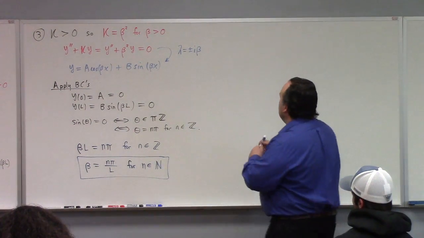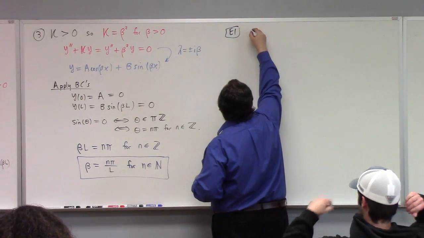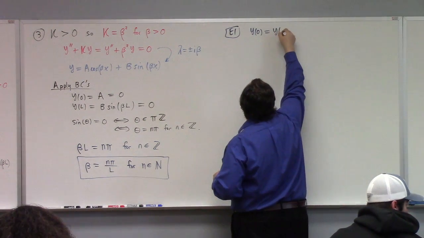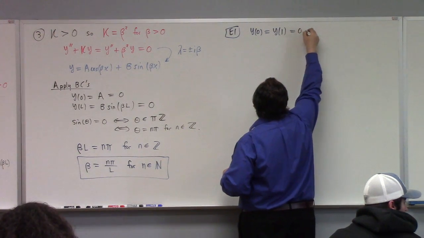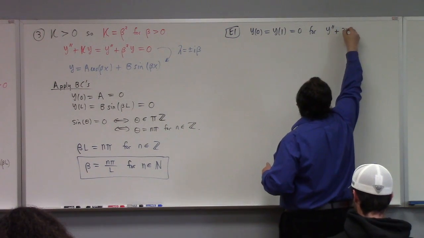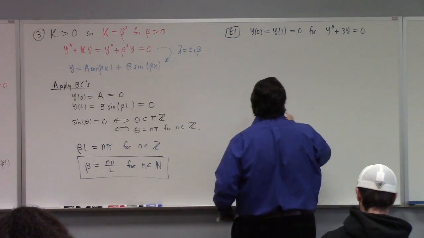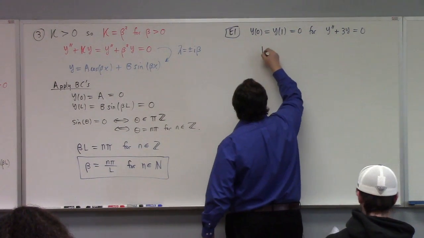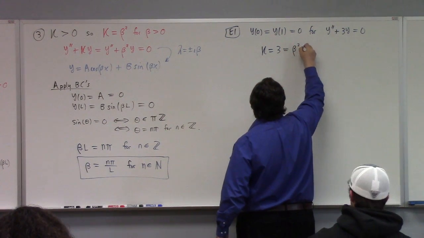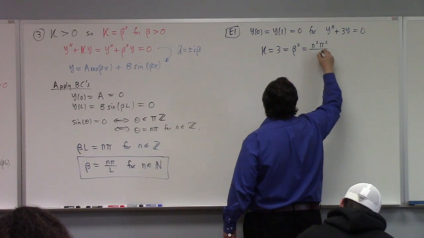See this? So for example, if I wanted y of 0 equals y of 1 equals 0 for y prime prime plus 3y equals 0, I think I'd be out of luck, right? Because in this case, my k would be equal to 3, and I would need that to be equal to beta squared, which apparently has to be n squared pi squared over L squared, right?